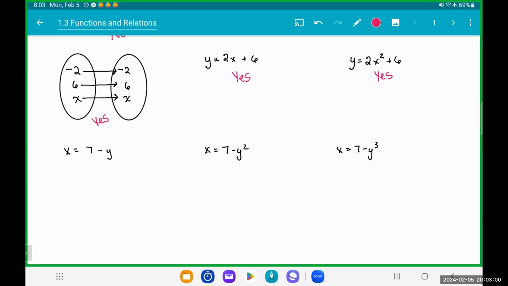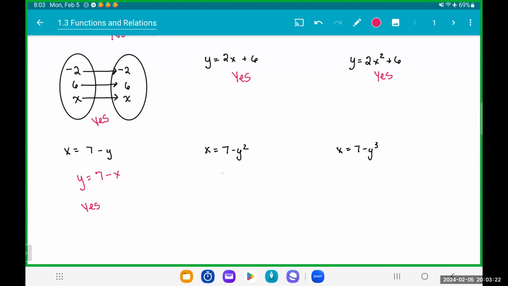This next one, we could rewrite this where it's Y equals 7 minus X. So every value of X that I put in, I'm going to get exactly one unique Y. So yes, this is a function.